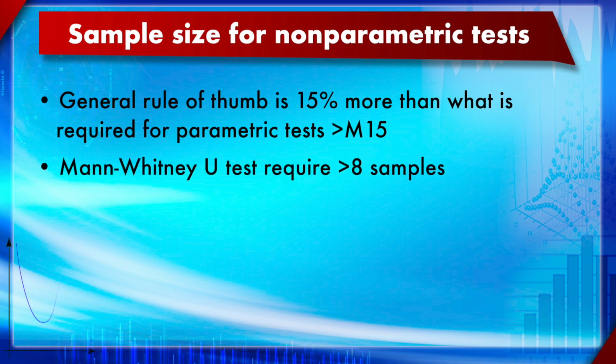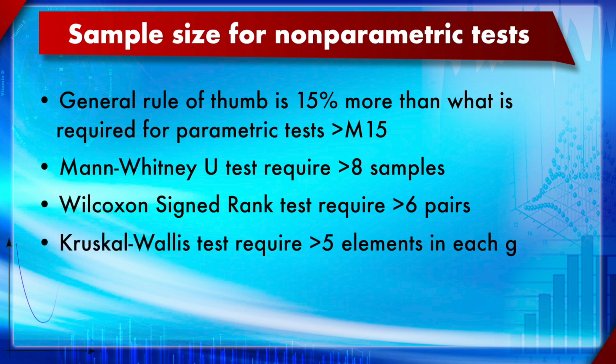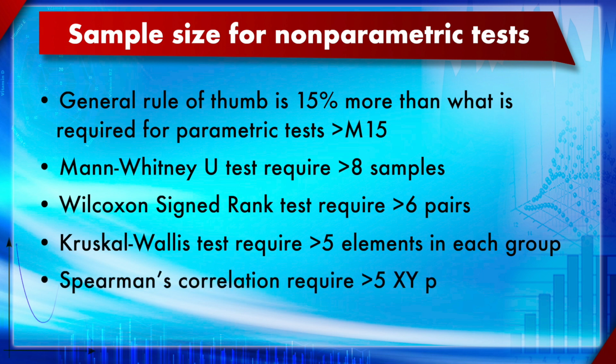There are also some minimum requirements. For example, the Mann-Whitney U test needs 8 samples or more, while the Wilcoxon signed-rank test needs 6 paired observations. The Kruskal-Wallis test needs 5 elements in each group. Kruskal-Wallis is analogous to ANOVA, so each group needs 5 elements or more for this test to work. And Spearman's correlation needs more than 5 XY pairs. So these are the minimum requirements.